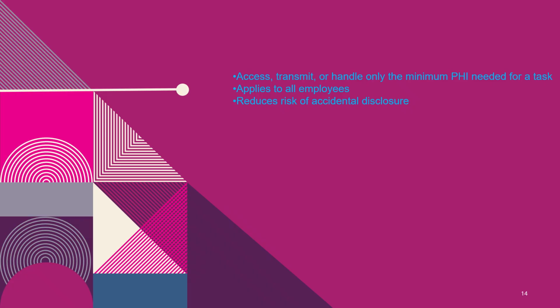The minimum necessary rule means that when accessing, transmitting, or handling protected health information, you should only use the smallest amount of information needed to complete the task. This rule applies to all employees, regardless of role, and is designed to reduce the risk of accidental or unnecessary disclosure. By following this principle, healthcare professionals help maintain patient privacy, ensure compliance with HIPAA, and protect sensitive information from being shared beyond what is truly needed.